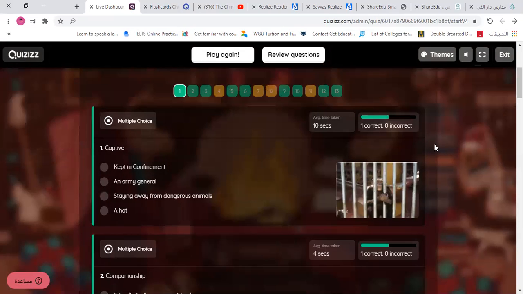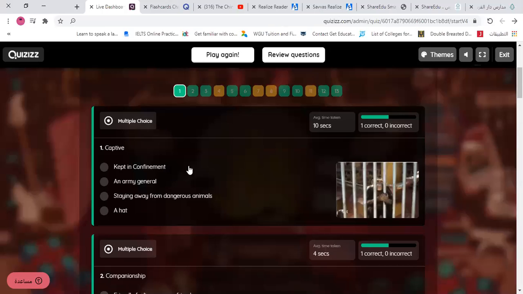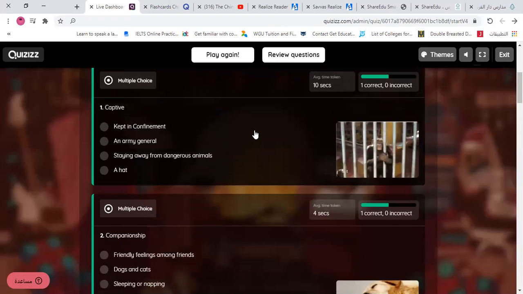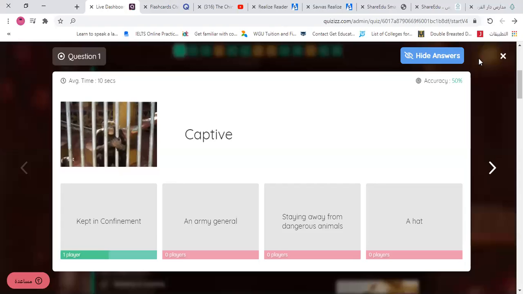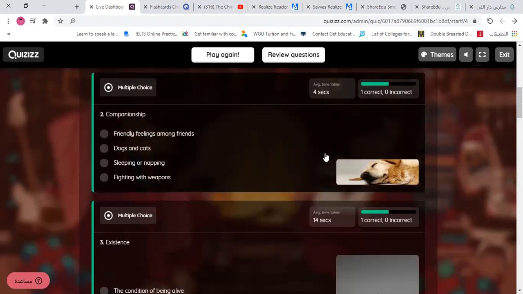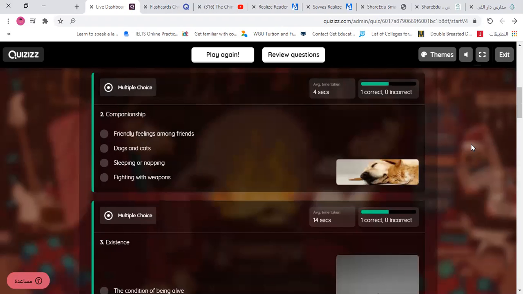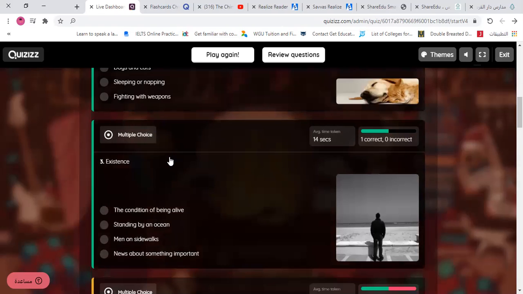So what does captive mean? I want you both to answer. Captive, what does it mean? Kept in confinement, or an army general, or staying away from endangered animals, or a hat? Kept in confinement. Excellent. So the first one is the answer. And then number 2, companionship. Is it friendly feeling among friends, or dogs and cats sleeping or napping, or fighting with weapons? Friendly feeling among friends. So it's number 1.